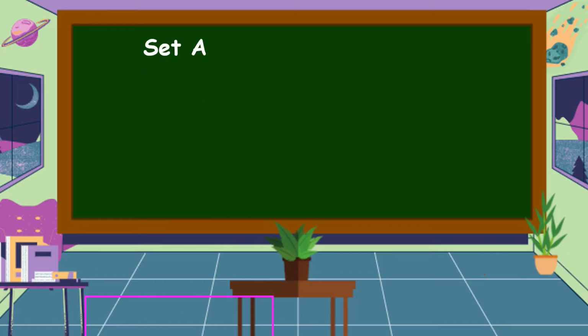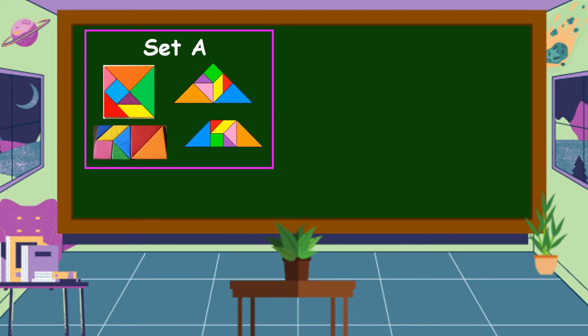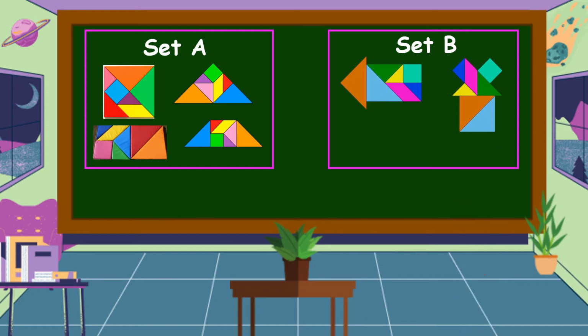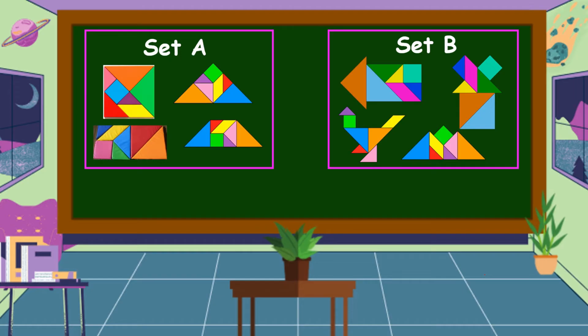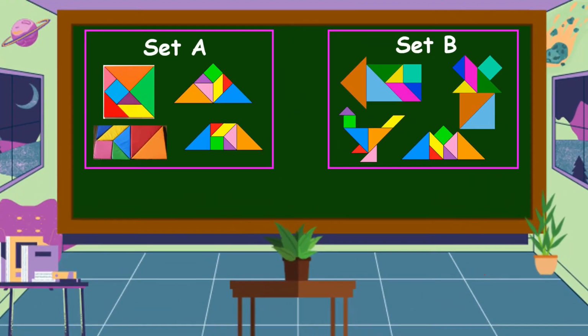So we have set A: the first shape, second, third, and fourth. For set B, we form like this, third, and fourth. So these are some examples of the figures that we can form using the tangram puzzle. The figures in set A are the figures that you have encountered in grade 4. Do you remember them? Can you name each one of them?